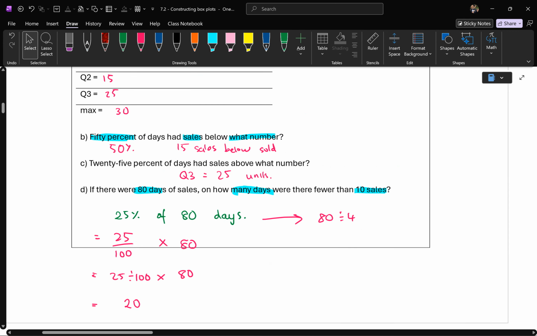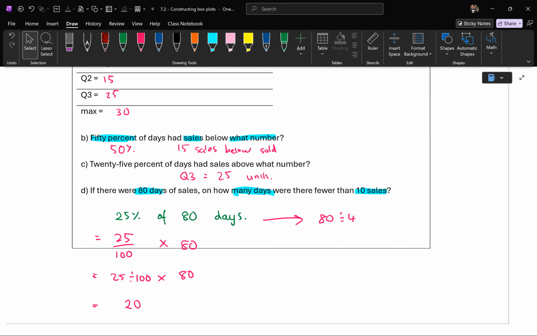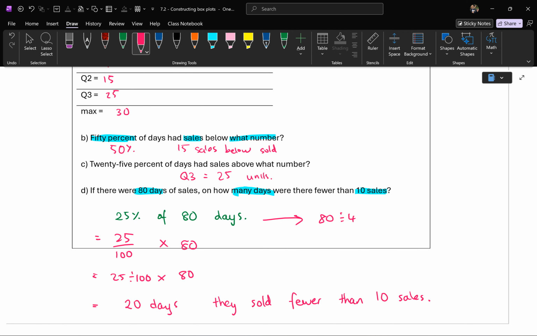What does that mean? So you got the number. It's 20. What's this mean? 20 days fewer than 10 sales. Beautiful. 20 days of the 80 days. Out of those 80 days, there's 20 days that they sold fewer than 10 sales.